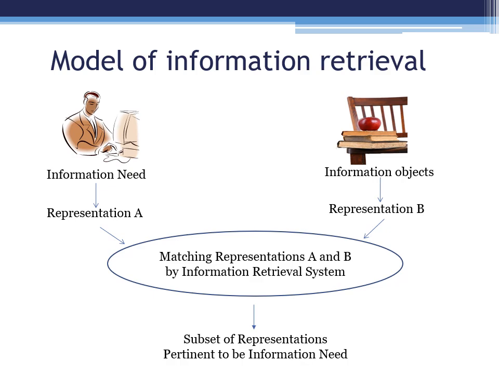So this is the model of information retrieval that we already discussed before. There is an information need from one representation; we can say it's the user's information need. And then on the other side, from the information object, there is representation B. So there are representations matched by the IR system, which is a subset of representations, and it should be pertinent to the information need. So it has been matched. That's how retrieval works.